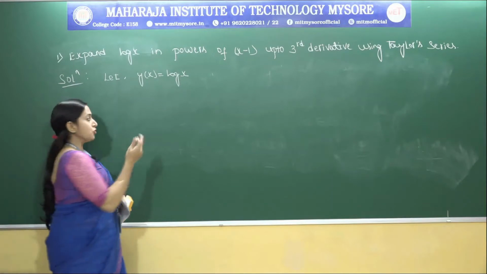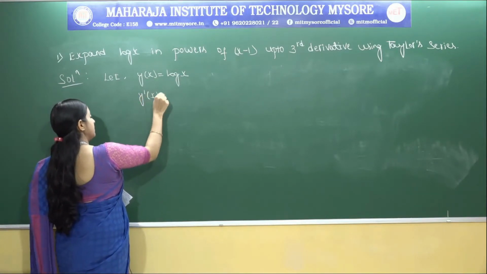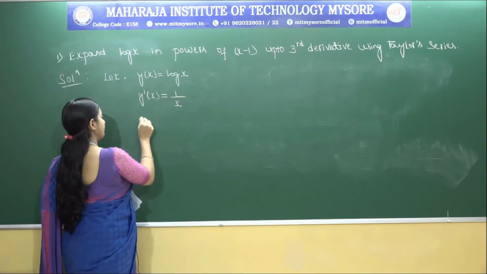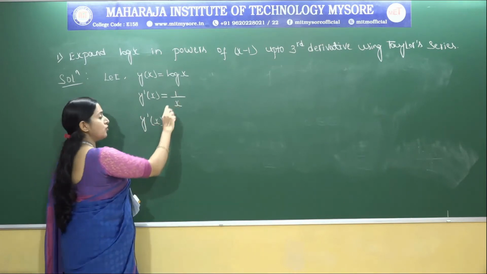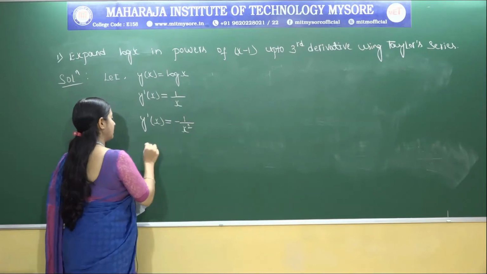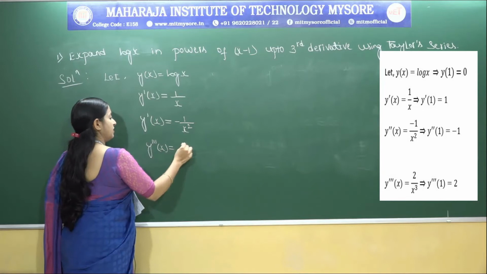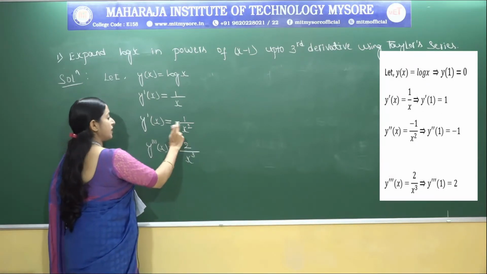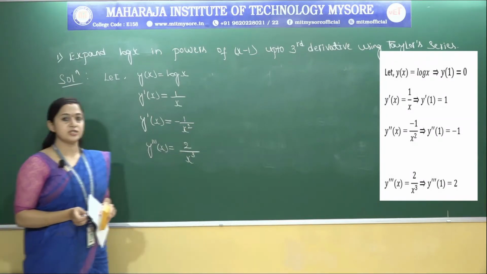Up to third derivative means you take the first differentiation y dash of x. The derivative of log x is 1 by x. Then y double dash of x. The derivative of 1 by x is minus 1 by x square. The third derivative, it is minus 2 divided by x cube, negative will get the positive sign, 2 by x cube.